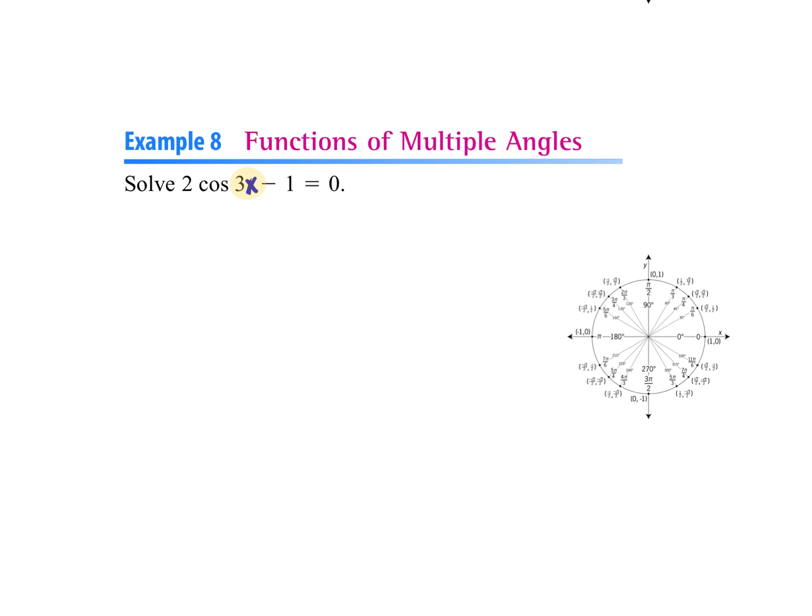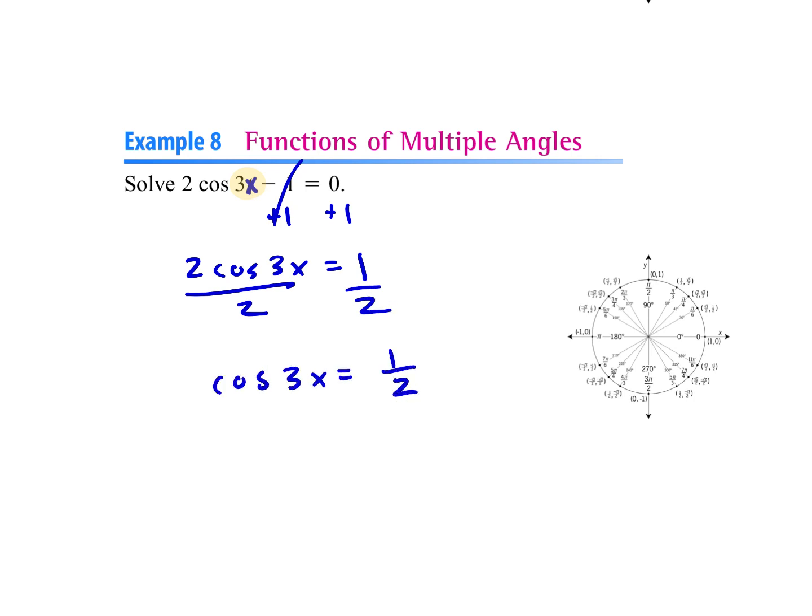So, what should we do first? Add 1. So 2 cosine of 3x is equal to 1. Divide by 2. So cosine of 3x is equal to 1/2. Now the other class said, why don't you just divide the 3? We can't divide the 3 because it's in the cosine. So my trig function is isolated.